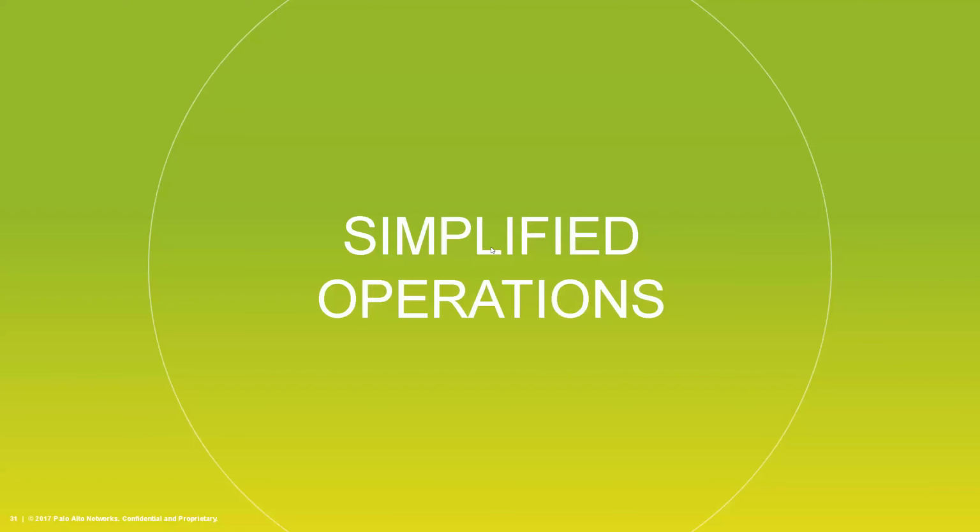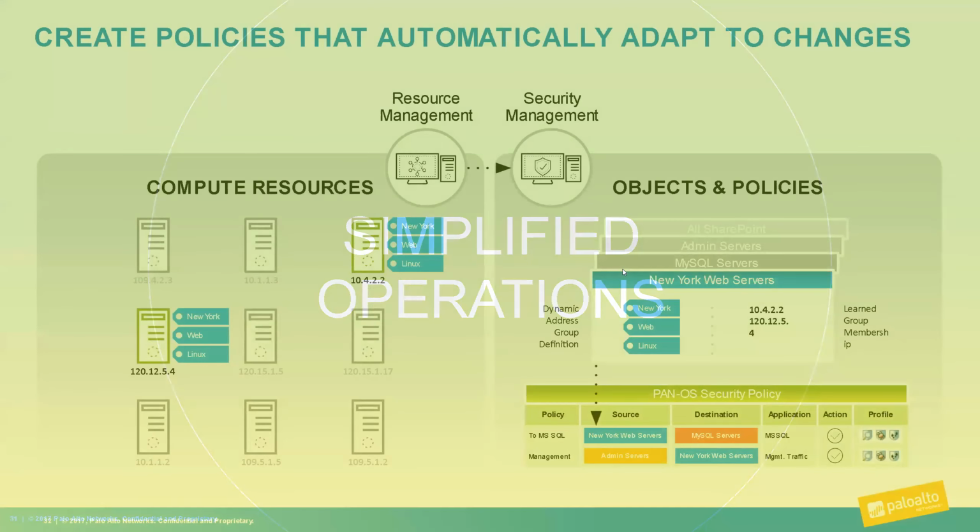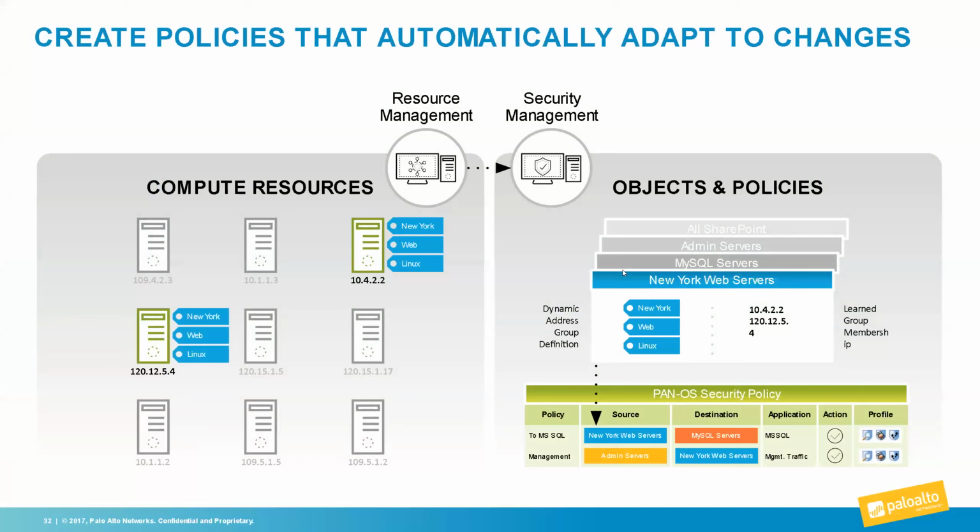Simplified operations, right? So with Panorama, you can do quite a bit of things. Create policies that automatically adapt to changes. There is something within Panorama that's called address groups. Within address groups, you can make an address group what we call dynamic. Dynamic address groups can be created a couple different ways.